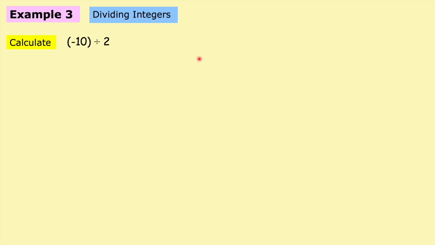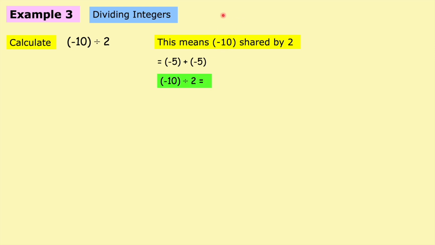Now let's look at a couple of examples on dividing integers. So here we've got negative 10 divided by 2. Thinking about what division means, this means that we are sharing, so negative 10 is being shared between 2 people. That's what division means. So negative 5, add negative 5, if we share that out, we've divided negative 10 evenly between 2. So negative 10 divided by 2 will give us negative 5 because we've shared that negative 10 into 2 lots.